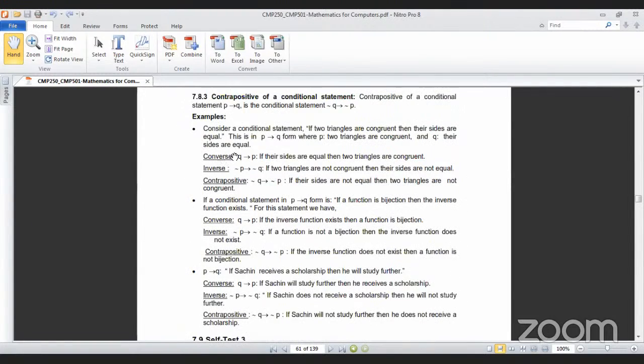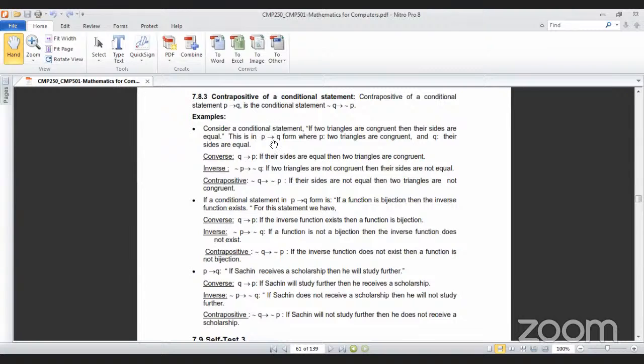Now let's take an example. If two triangles are congruent, then their sides are equal. So your first P is: two triangles are congruent. Then the statement their sides are equal becomes your Q. So it is in the form P implies Q. Converse means Q implies P, so: if their sides are equal, then two triangles are congruent.